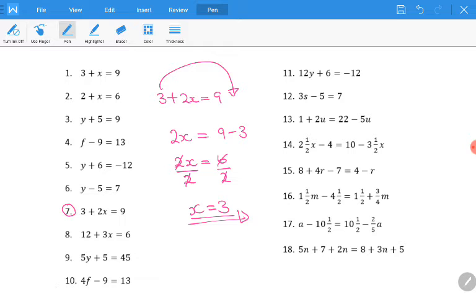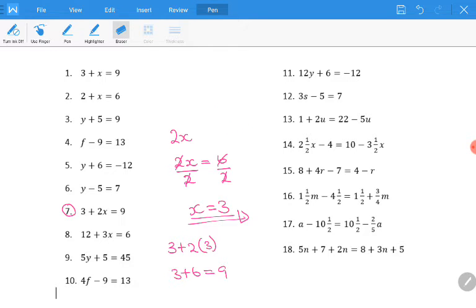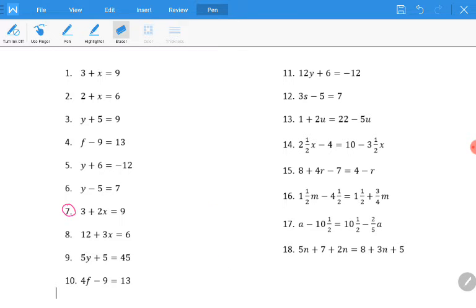So let's check if this answer is correct. If we say 3 plus 2 times 3, this gives us 3 plus 6, this gives us 9. So my answer is correct. So before my teacher marks my work, I already know that I have given a correct answer.